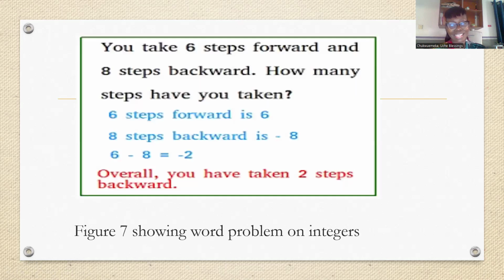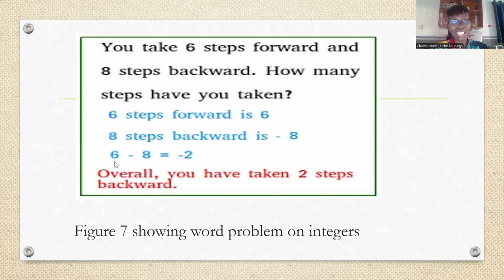Correct. Now let's look at this example. This pictorial image is to help you to capture it, okay? You take 6 steps forward and 8 steps backwards. How many steps have you taken? 6 steps forward means positive. 8 steps backwards means negative. So we have 6 minus 8 to give us minus 2. You can see the signs that are at play.